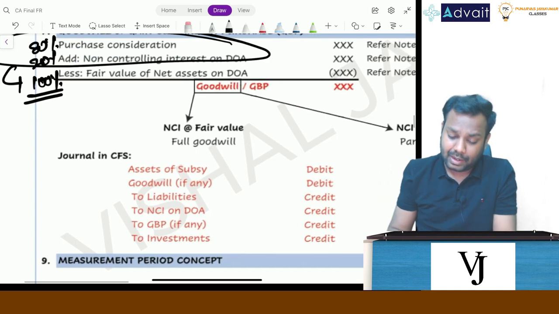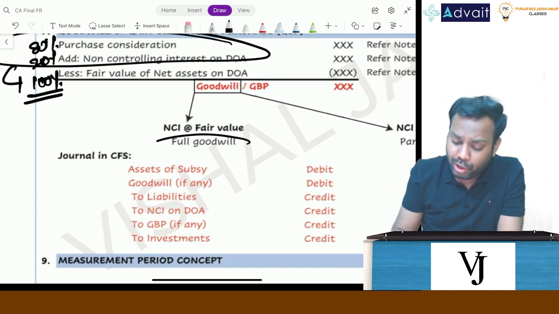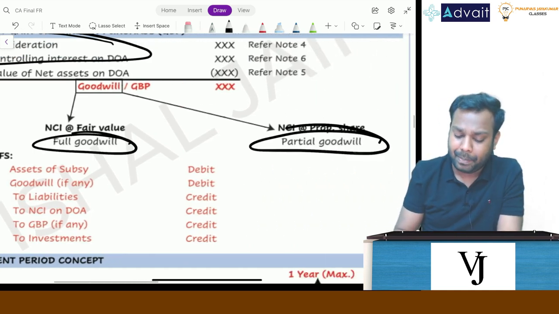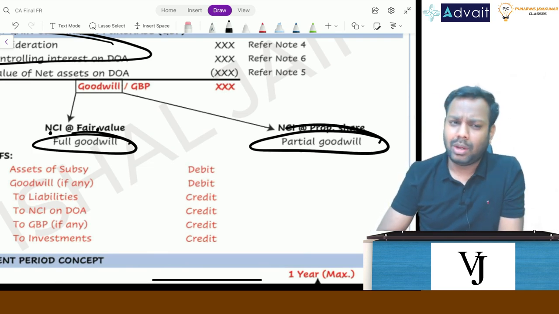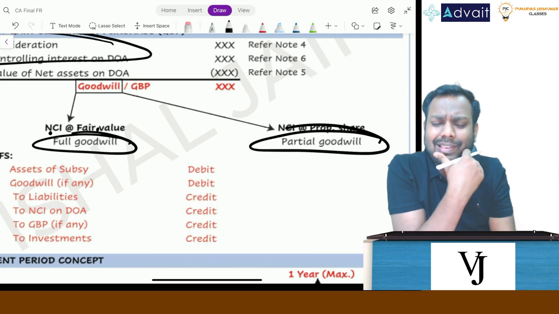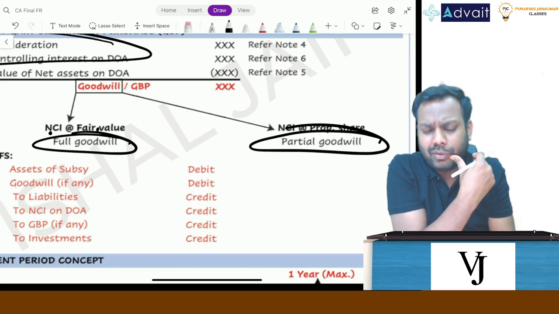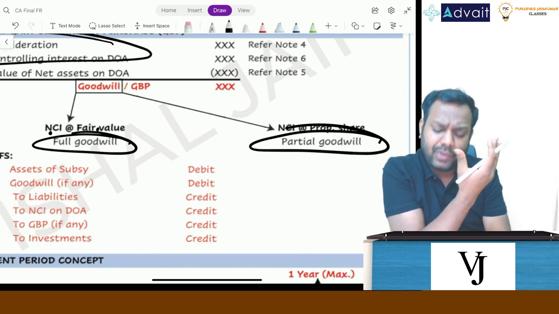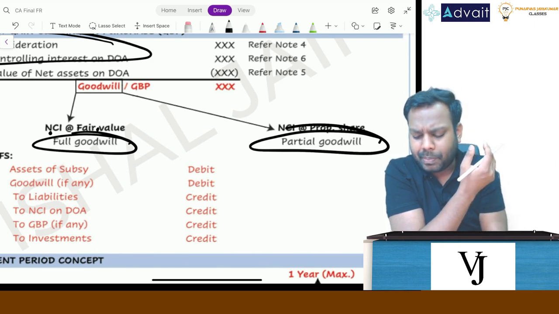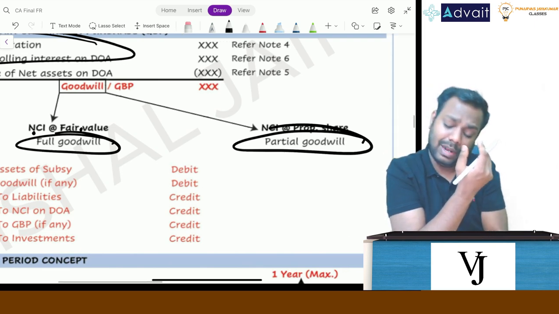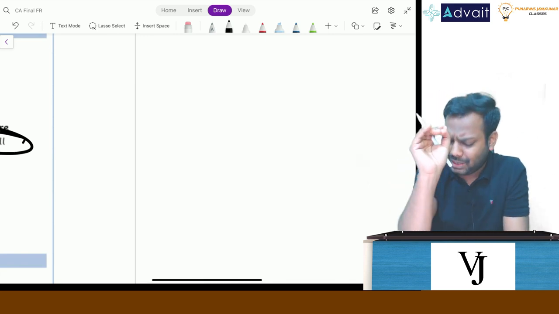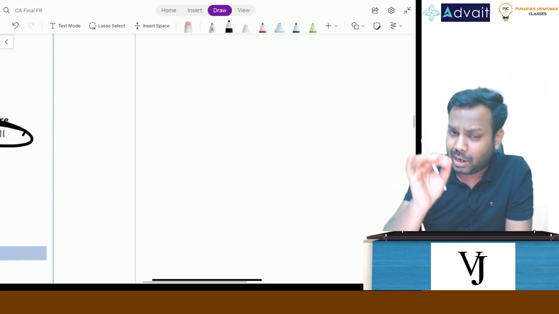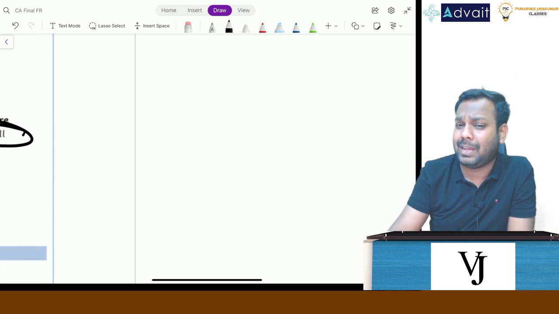Now, the goodwill can be full goodwill or partial goodwill, depending on whether NCI is at fair value or at the proportionate share method. How does the valuation of NCI impact the valuation of goodwill? If NCI is at fair value, it is full goodwill. If it is at proportionate share, it is partial goodwill. How exactly? Let me show it to you. Though not that required from an exam perspective, but yes. If you are watching on the day before exams, please skip this part.